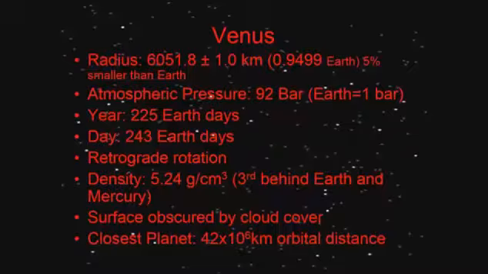But that is an enormous atmospheric pressure, and Venus has some of the most extreme weather in the solar system. Its year is 225 Earth days long. Its day is 243 Earth days. It has a retrograde rotation, meaning it spins the opposite way on its axis to the Earth, although it goes the same way around the Sun. Its density is close to Earth's. It's the third most dense object in terms of the terrestrial planets, behind Earth and Mercury.